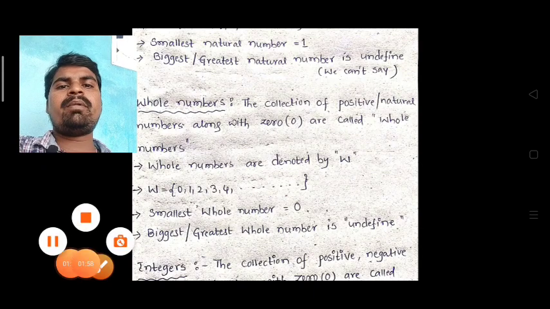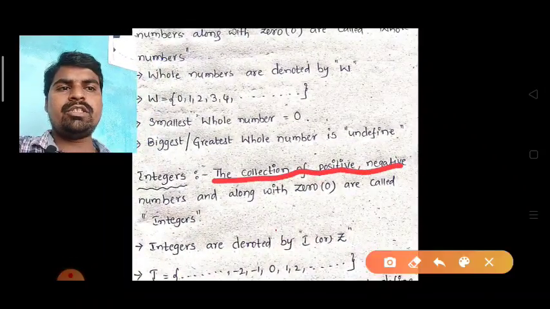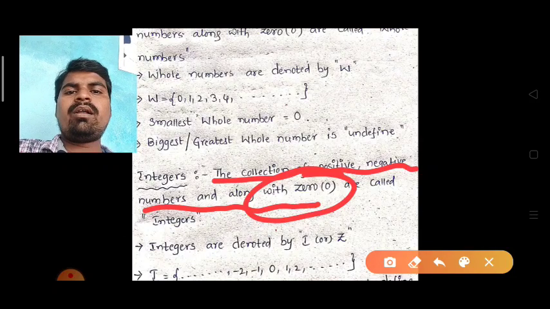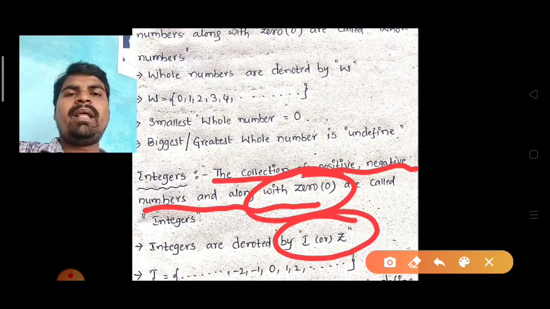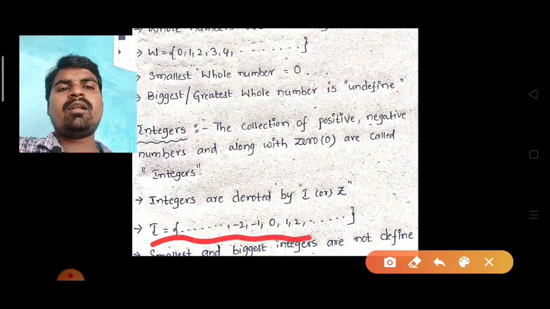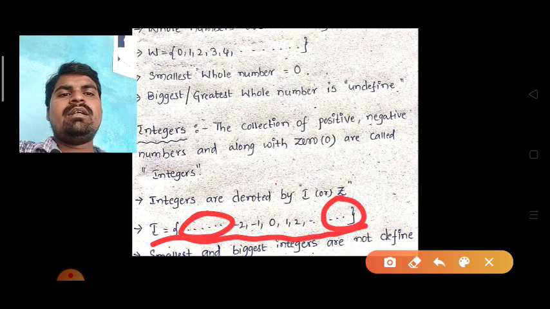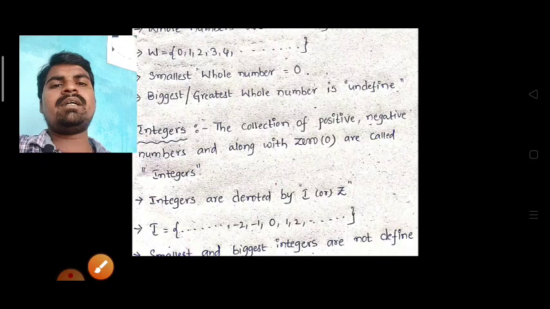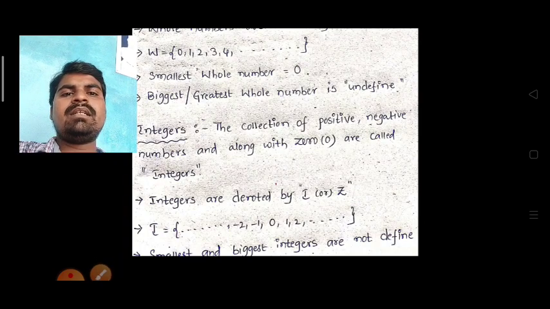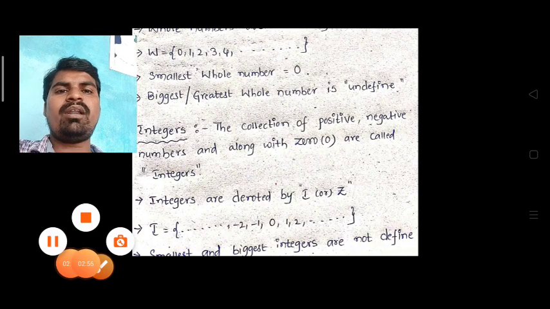Now come to the point. The chapter is integers. The definition of integers: the collection of positive numbers, negative numbers and zero are called integers. Integers are denoted by capital I or capital Z. In the set of integers, there are dashes on both sides, because we don't know the starting integer or the ending integer. In the middle is 0, on the right side positive numbers and on the left side negative numbers. So there is no starting and no ending integer, and the smallest and greatest numbers are not defined.